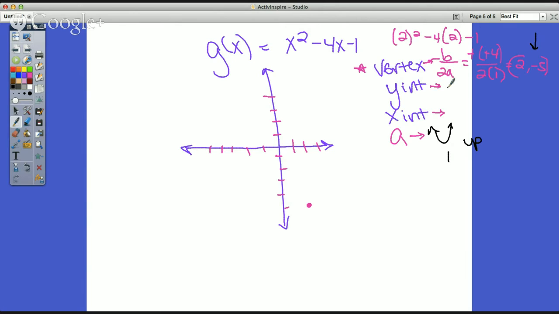Okay. Next part is to find the y-intercept. Remember, the y-intercept is always my c. C is negative 1, so it should be 0, negative 1 is my y-intercept.